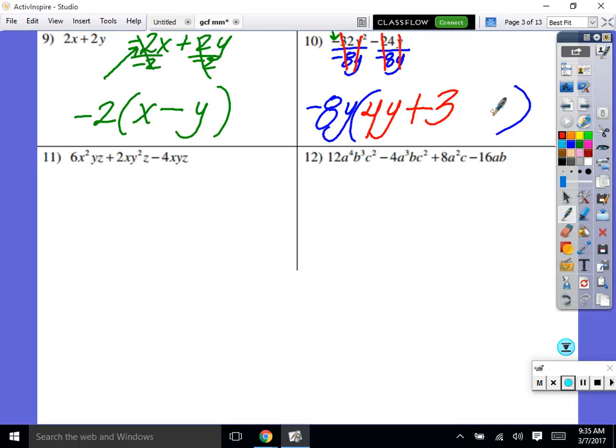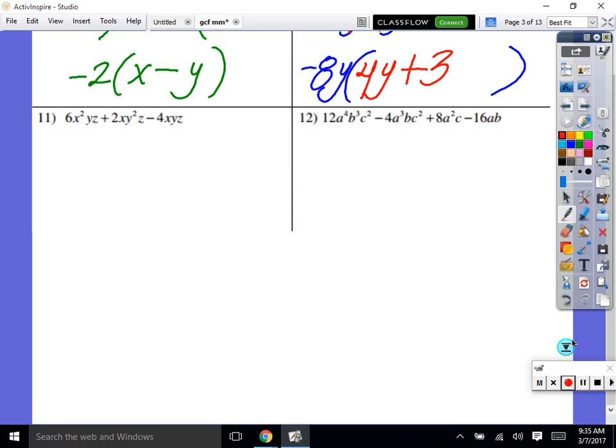So not any harder, you just got to remember if there's a negative in front. Factor out a negative. Okay, let's do number 11.